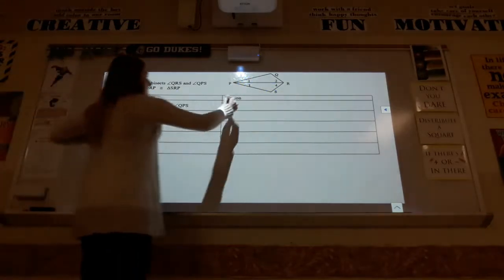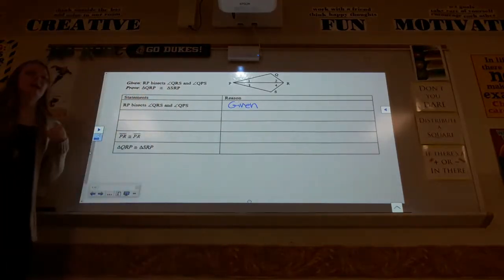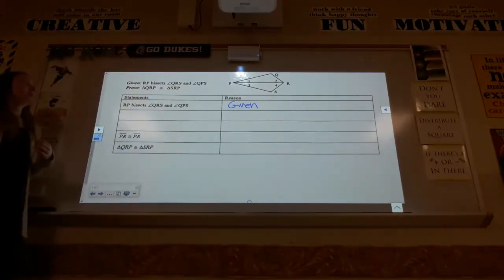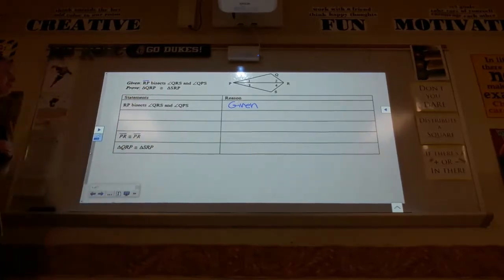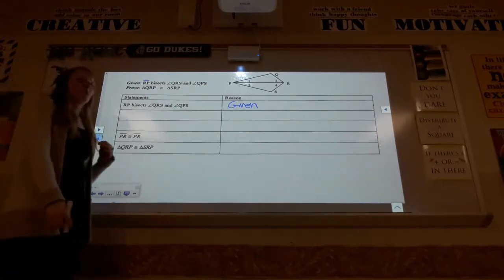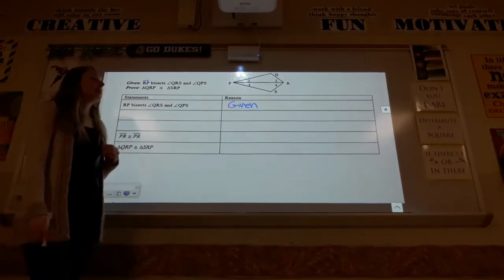Alright, so we have our given. I'm just going to write that down, get it out of the way. Then I'm going to actually use the givens to add information to the diagram. So what I know so far, and this is supposed to say segment, that's my fault. Segment RP bisects angle QRS and QPS. What does it mean to bisect? And what is being cut in half?